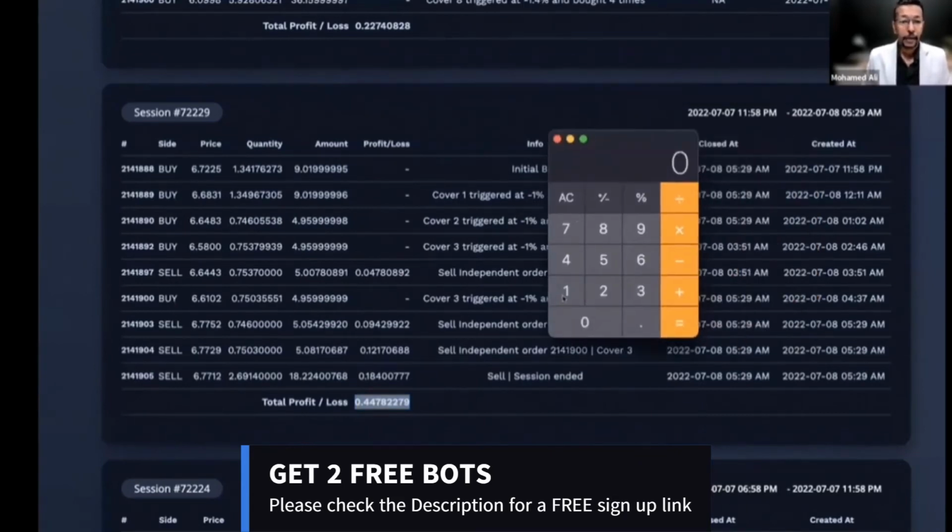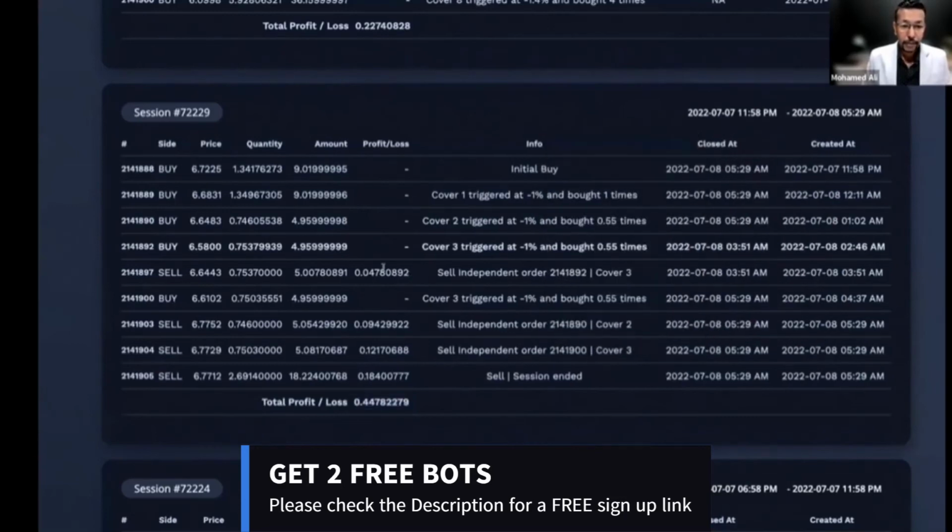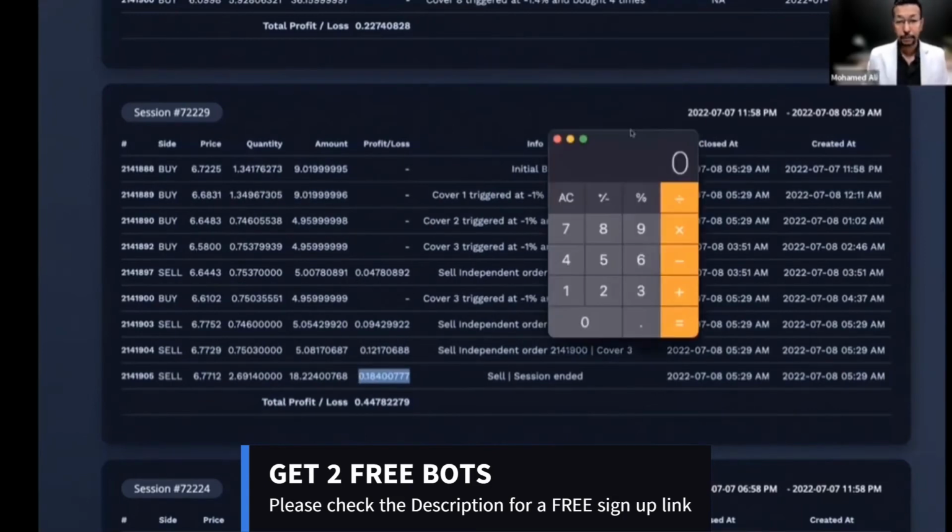Yeah, so all of these profits here, this profit is made because of the enhancement. This profit also being made because of the enhancement. This profit is made because of the enhancement. This profit here is the same as the old strategy. So let's compare numbers to numbers, or apples to apples.